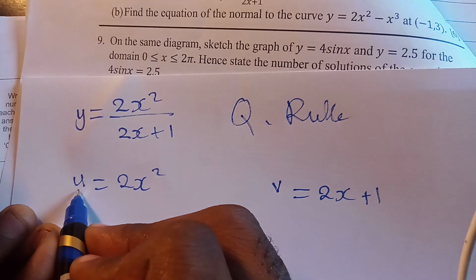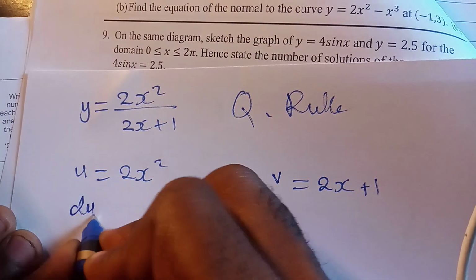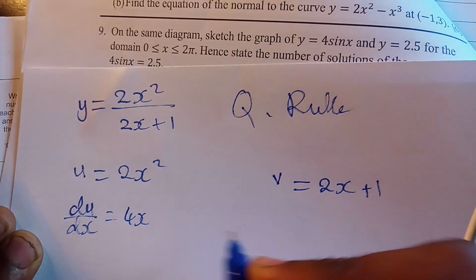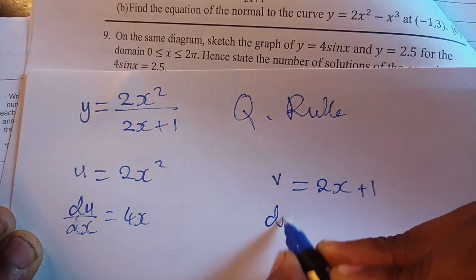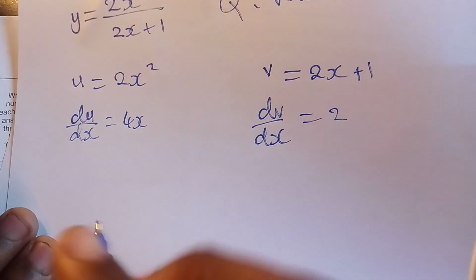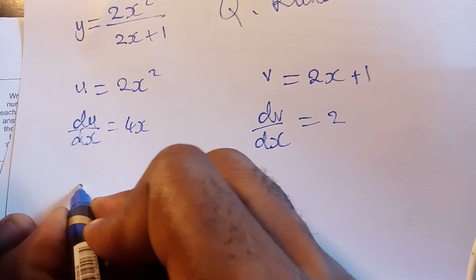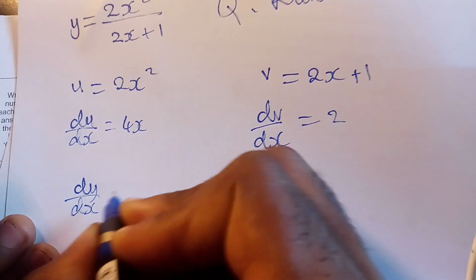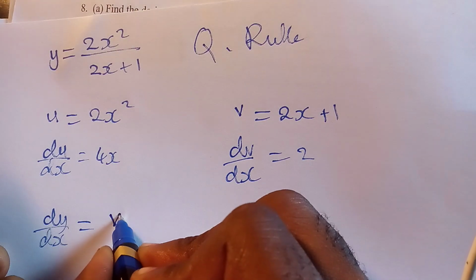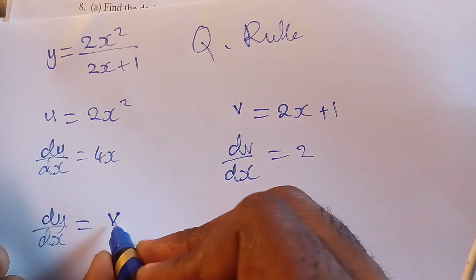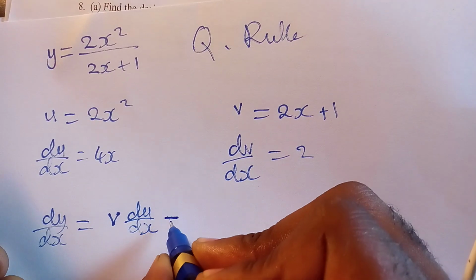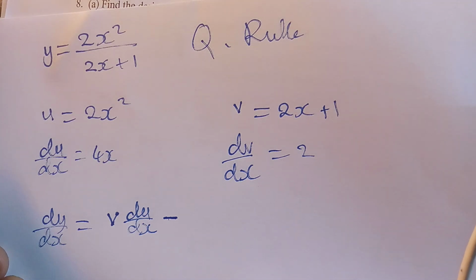So we can differentiate this to get du dx. This will be 4x. Then we can differentiate this to get dv dx. This will simply be a 2. And then by the quotient rule, remember to start with a v and end with a v. So it's v du dx minus, remember it's minus again, not plus.